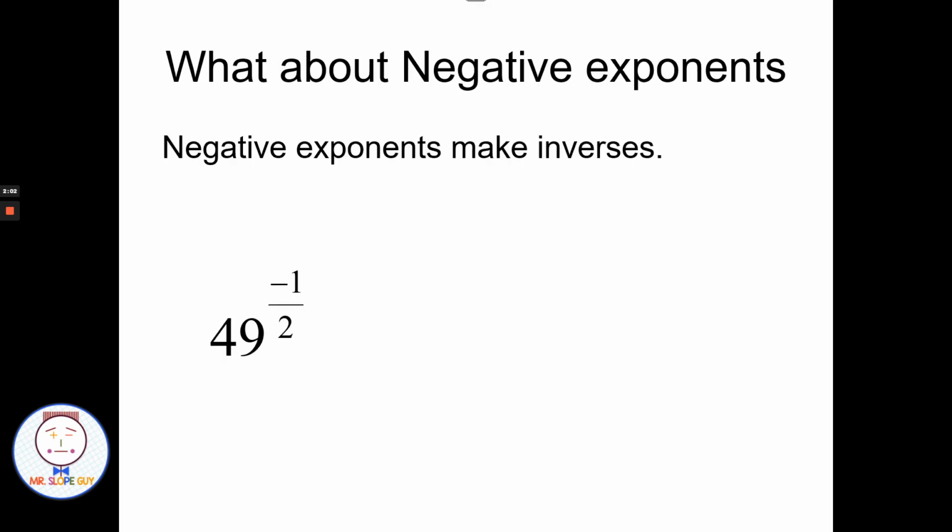What about negative exponents? Well, negative exponents will always make the inverse. So 49 to the negative 1/2 is going to make 1 over 49 to the positive 1/2. So making the exponent positive, following our law of negative exponents, is 49 to the positive 1/2 power. And then 1/2 is the square root of 49. The square root of 49 is 7. So this reduces to 1/7.